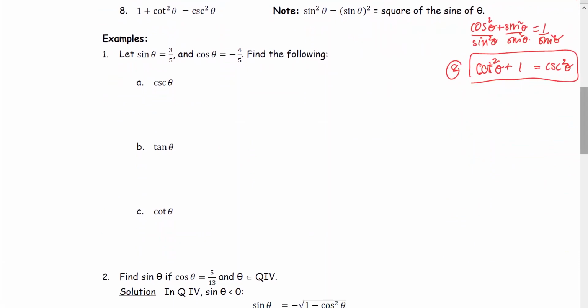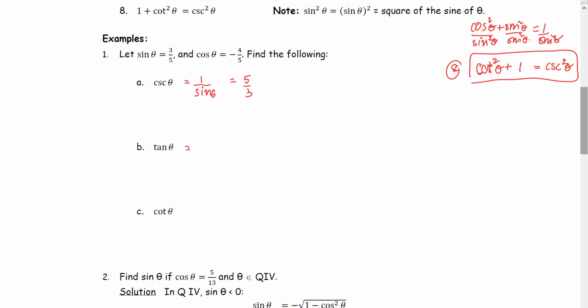Let's look at the examples. Let sine theta equals 3 over 5. The cosine theta is negative 4 over 5. Find the following. We are going to find the cosecant theta. The cosecant theta, we know that it is the reciprocal of the sine. So 1 over sine theta. Since sine theta is 3 over 5, cosecant will be 5 over 3.